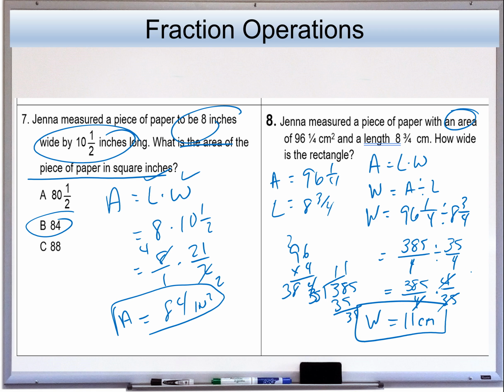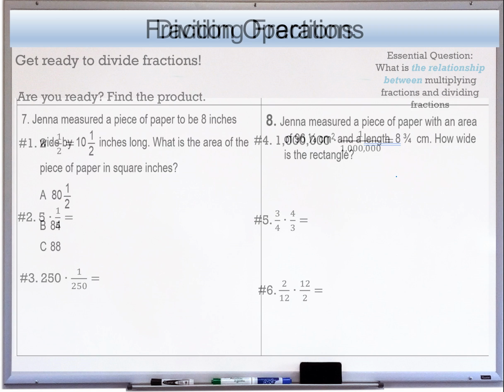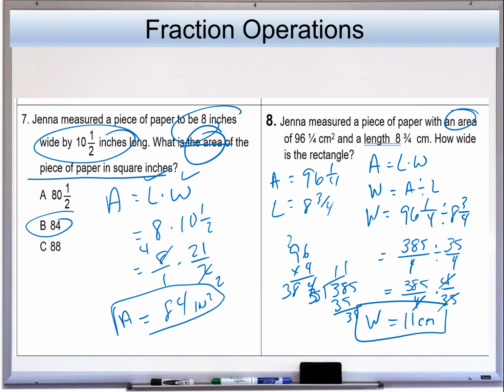Okay, so if it asks for the area, length times width. If it asks for the width, I divide the area by the length. Yep, that's it. So I just want to give that to you so you have something to practice with. Tomorrow's test is only on division, but Monday's test is on division and multiplication, so you need to be able to differentiate between the 2 types of problems.